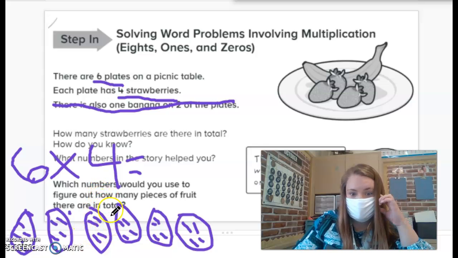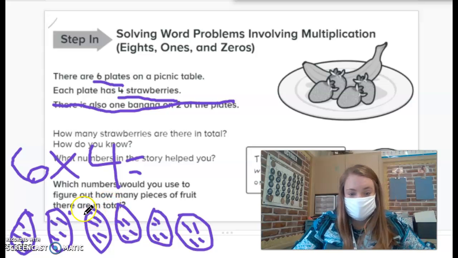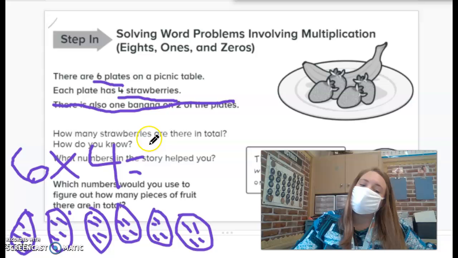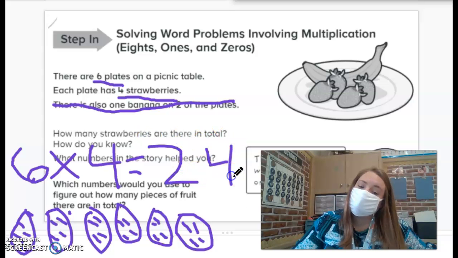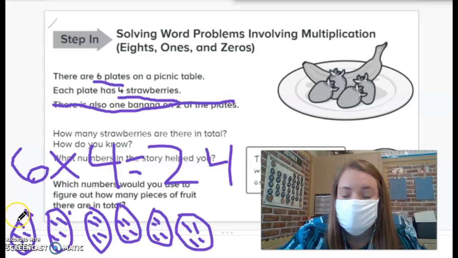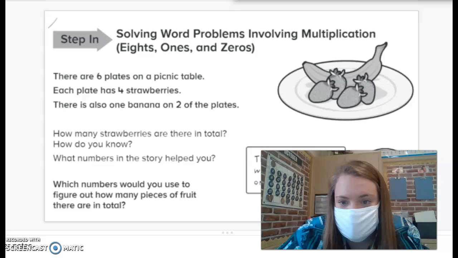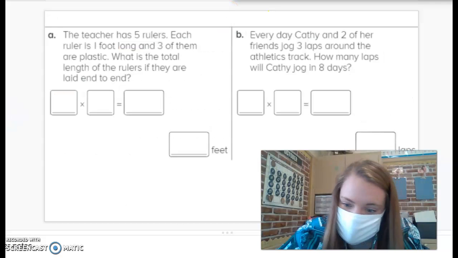So I think I'm halfway there with 12, right? 6 times, or 4 times 3. 12, 13, 14, 15, 16, 17, 18, 19, 20, 21, 22, 23, 24. There we go. So there's a way that we can apply it if you want to figure out how many strawberries you got on some plates. I think we do that. I do that all the time, don't you?